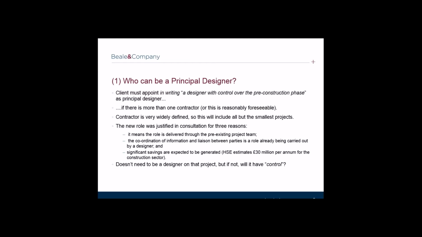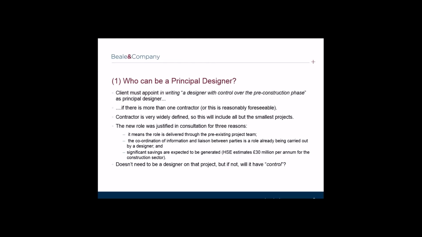The next question to look at is what is a designer under the regulations? A designer can be anyone who prepares or modifies a design, or arranges for or instructs any person under their control to prepare or modify a design. Therefore, it may include a design and build contractor, a QS, or a project manager if they have appointing powers for a project.